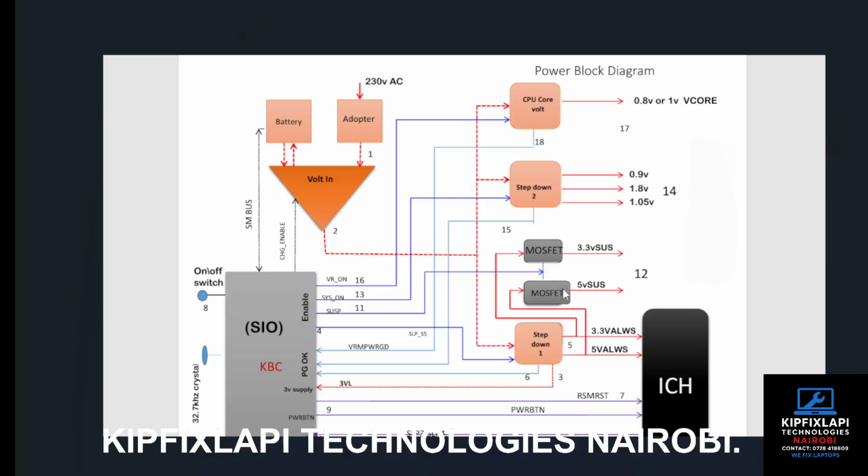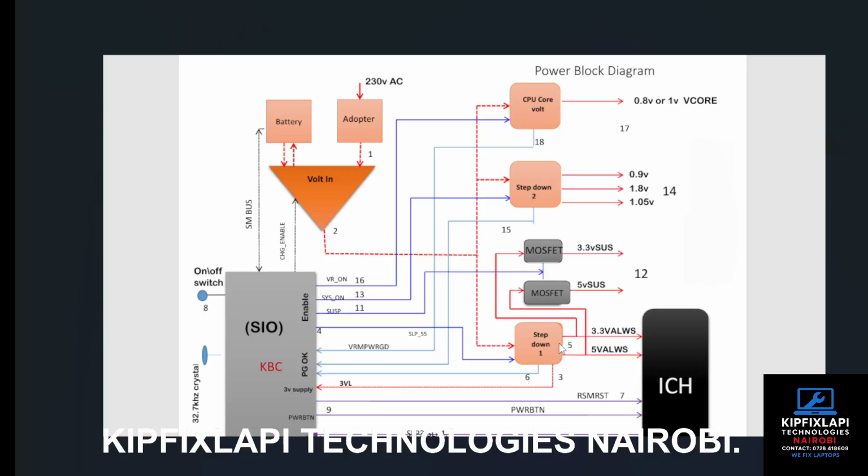Moreover, we also have the 5 voltage suspension and 3.3 voltage suspension. This voltage is sent towards the network line or the sound line. So that is step 1.